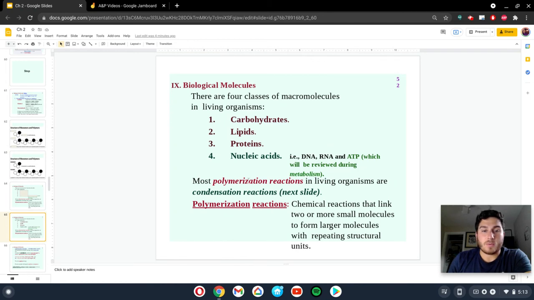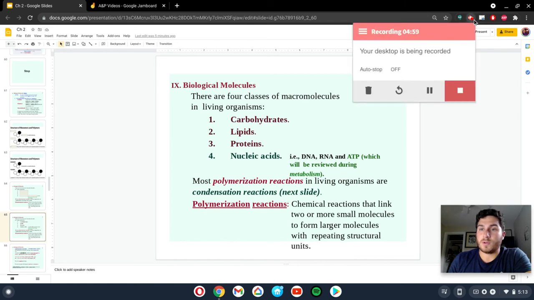With that said, one last thing, we'll talk about this in detail. These polymerization reactions are condensation reactions, which we'll talk about in the next slide. So in this video, we talked about what a monomer is and what a polymer is. A monomer is a subunit, and then a polymer is a chain of them. And then we also talked about the 4 biomolecules that make us who we are. We're going to look at those in more detail in the next couple of videos.